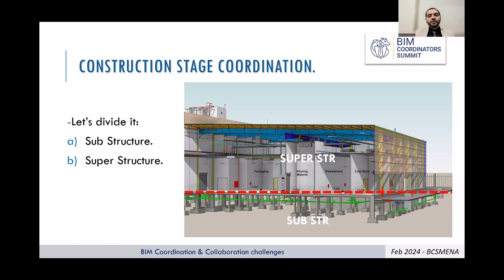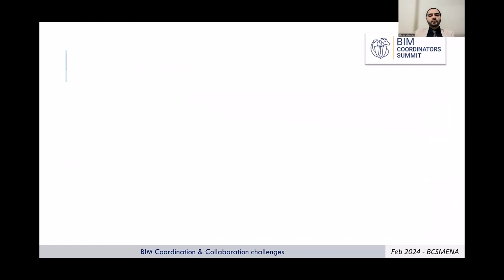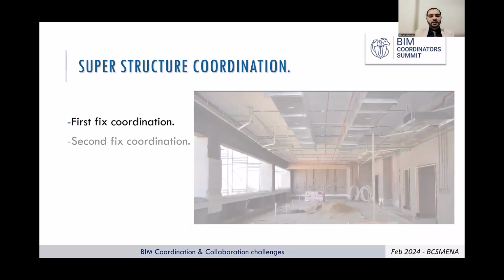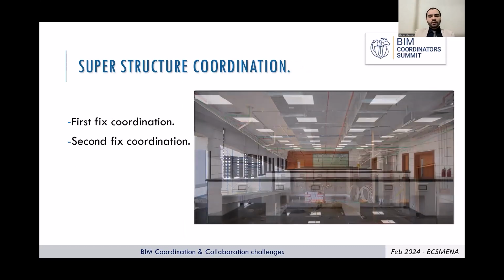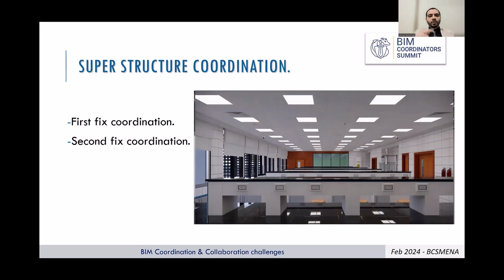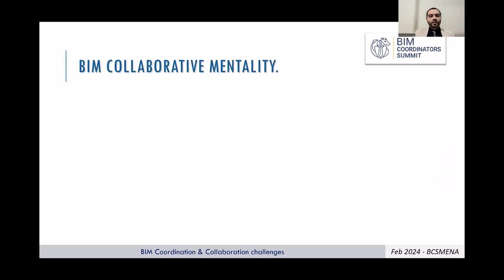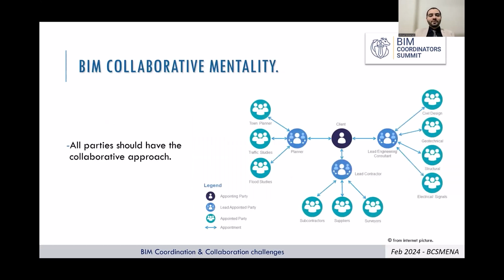Coordinate the substructure with all the electromechanical trades, and especially the drain and electrical protection. For the superstructure, we can divide it into first fix coordination and second fix coordination in order to make the concrete work going on, the block work going on, and then the second fix of the finishings and architectural and MEP fixtures. You also have to concentrate on the BIM collaborative mentality, as we talked before, because the collaborative approach of all the parties will lead to a successful project.